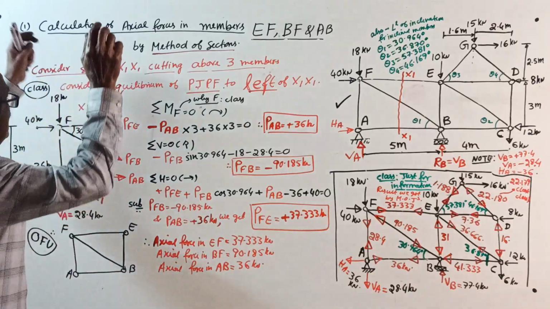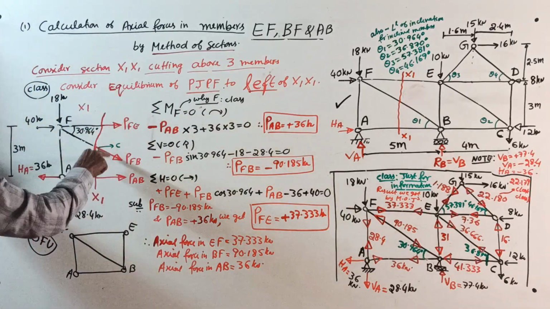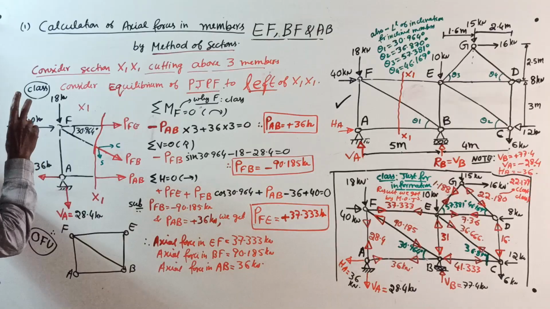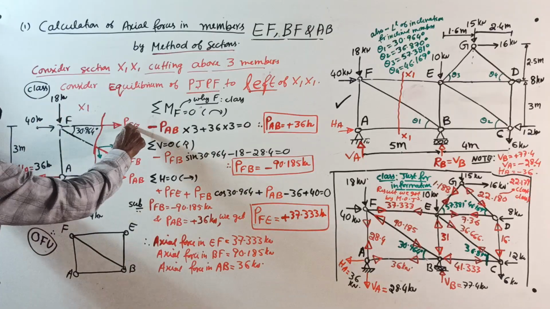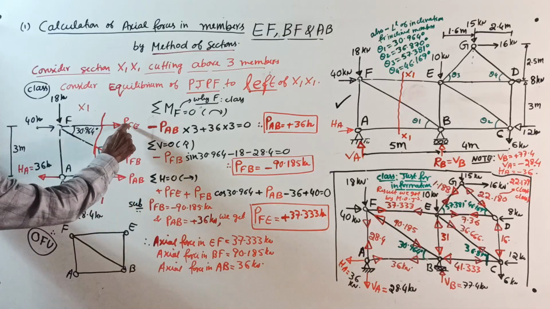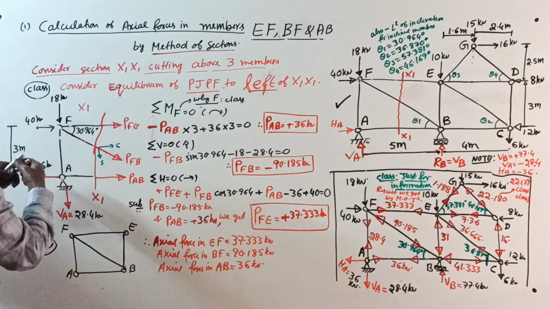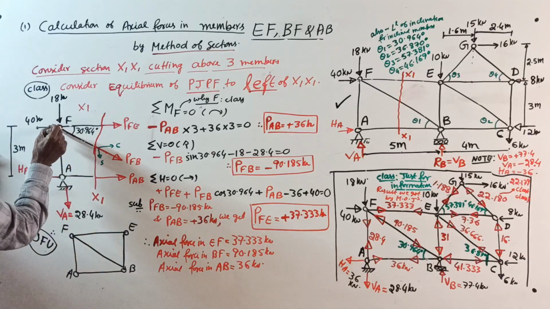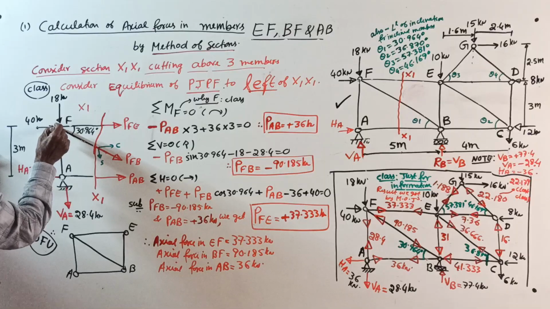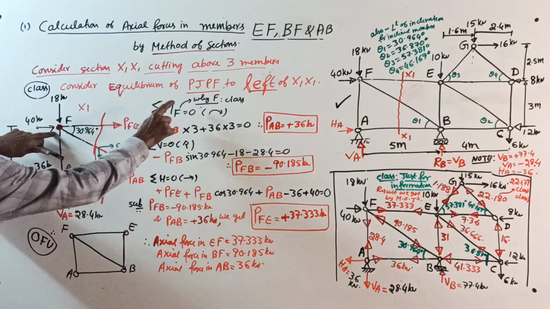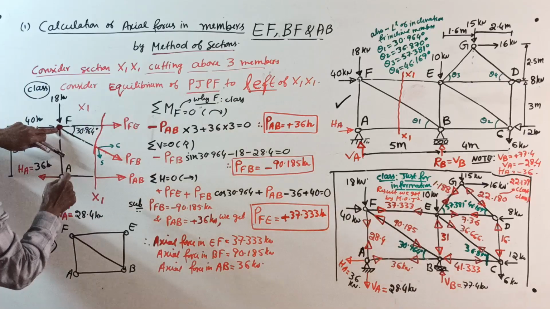Now, take moment about a point where two unknowns are meeting. Among the three unknowns, these two forces, FE and FB, are meeting at F. That's why take moment about F. Why F? I told in the class.